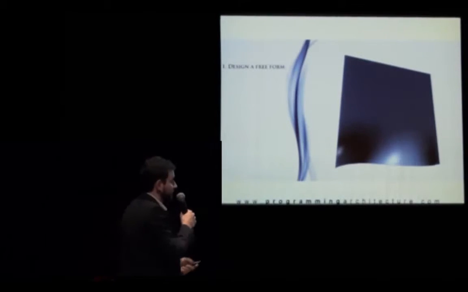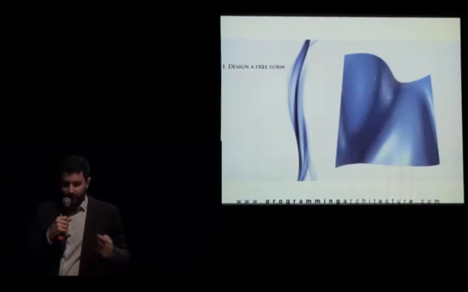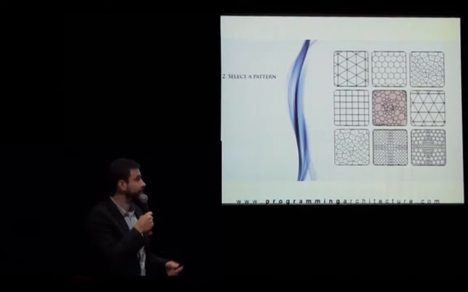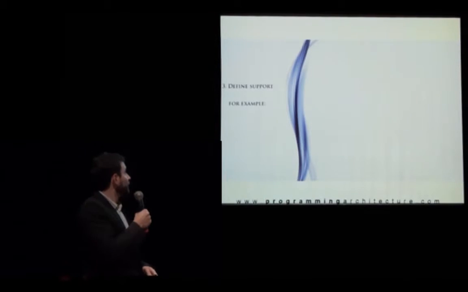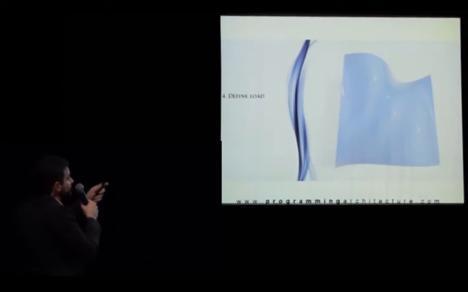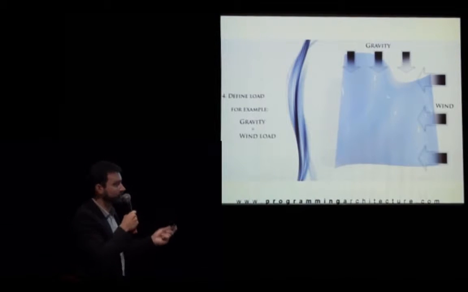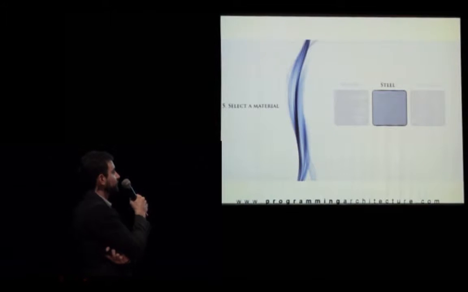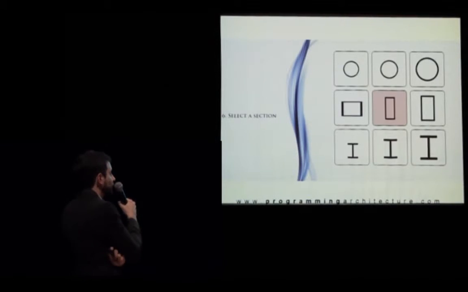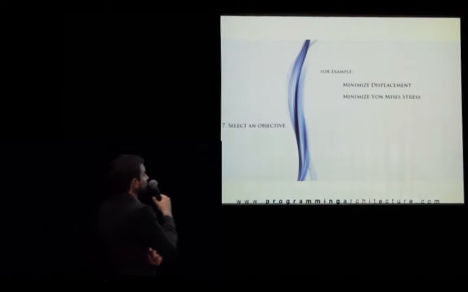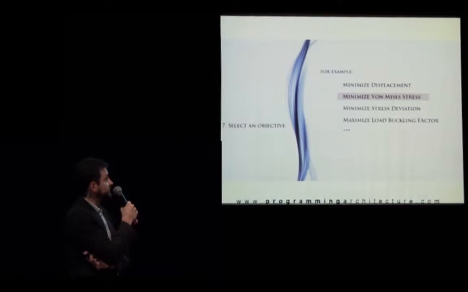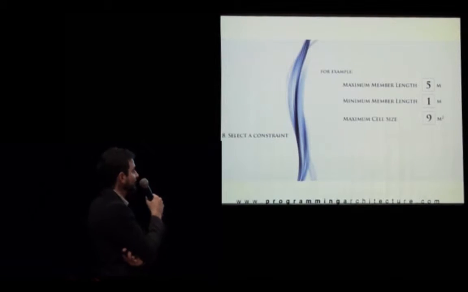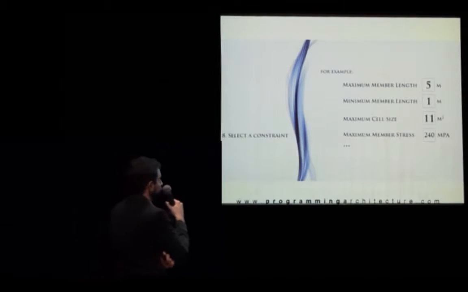This is approximately how it looks. Exactly what I said, only visually. You design a freeform surface, you select one pattern, you define static analysis. This is like, for example, supports on all 4 edges. We have gravity and wind, for example. And you select your material, you select the cross-section of the structural members, you select your fitness criteria, minimize stress, for example, and some penalty, some limits that you want to impose on your structure.